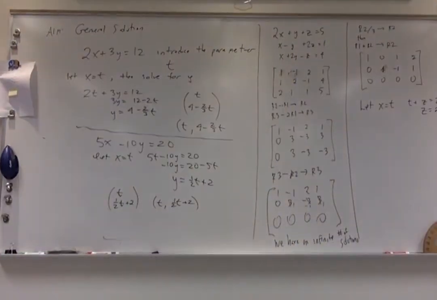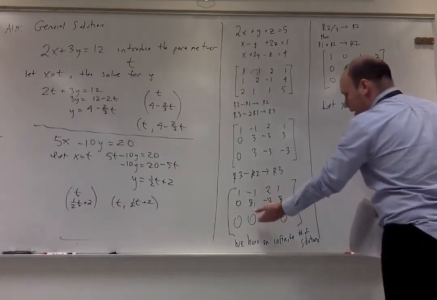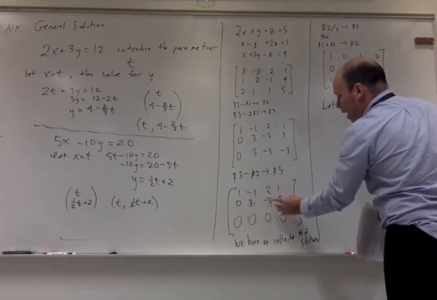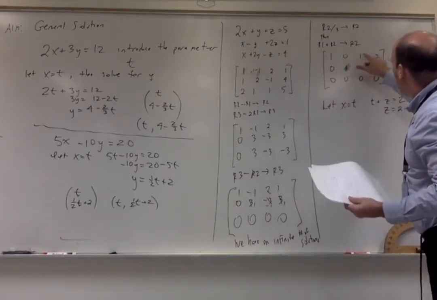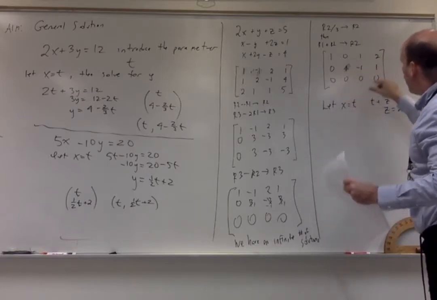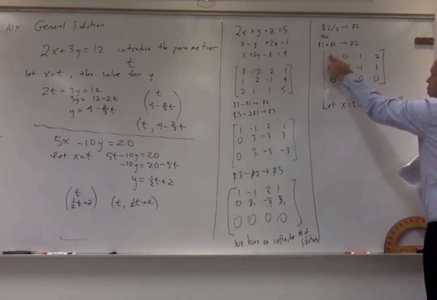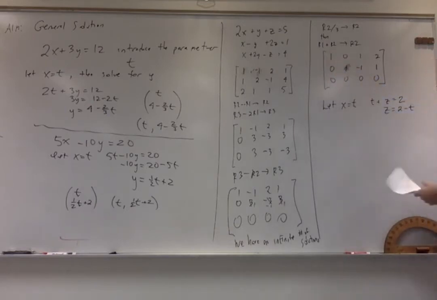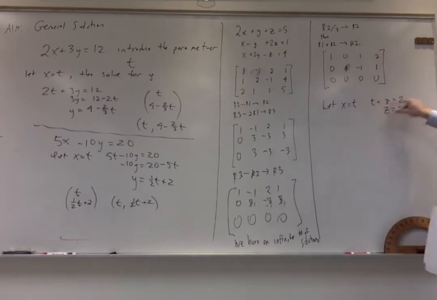I'm sorry. Let me go over that again. So I reduced this. Once again, I divided it by 3, and then I added it to the first equation. So I had 1, 0, 1, 2, 0, 1, negative 1, 1, 0, 0, 0, 0. So I looked at the first, I said, you know what? Let's let the x be t. That means I had x plus z equals 2. So t plus z equals 2, z equals 2 minus t.